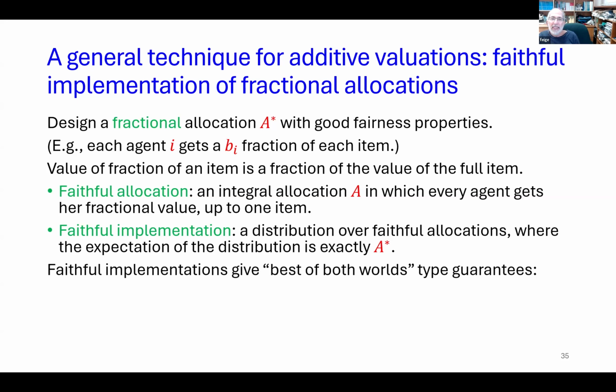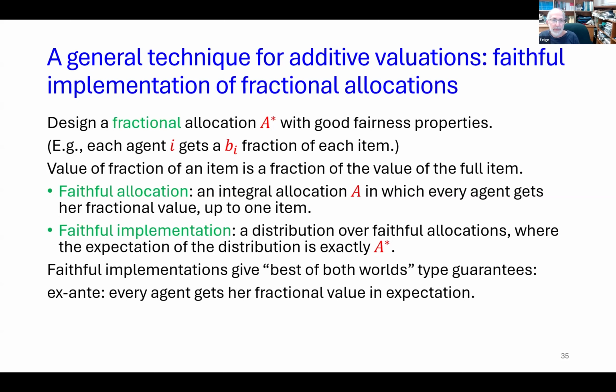So faithful implementations give best of both worlds type guarantees. Ex ante, every agent gets her fractional value in expectation. Whatever you get in the fractional allocation, you get ex ante in this faithful implementation. And ex post, you get the value up to one item. Now, value up to one item, if you are considering goods, and let's say you're entitled to get one good, is not so good because you might get one good minus one good, which is nothing. But for chores, value up to one item is not that bad.